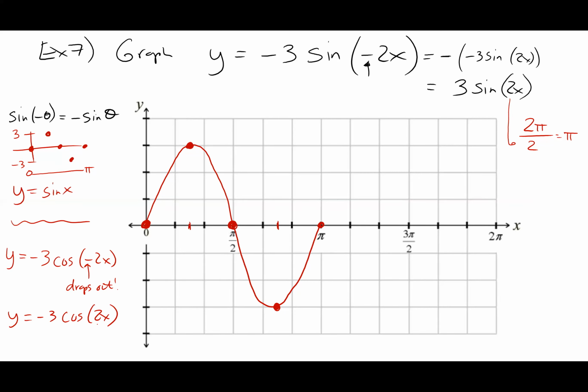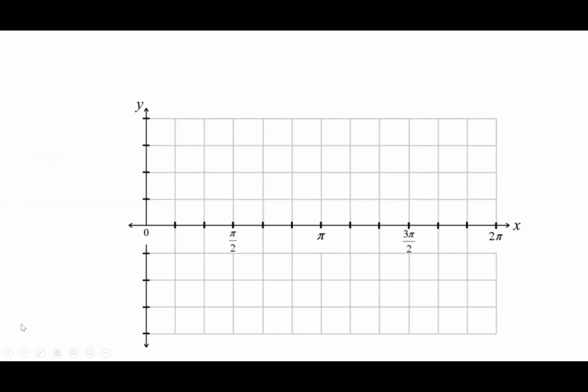Okay, two more. Actually, no, 1 more, because we have time for 1 more here. Example 8. Okay, graph for me, and this one's going to be a fun one, change of scale. So here it is: y is equal to 2 cosine pi x. Ooh, this is where everything gets fun.